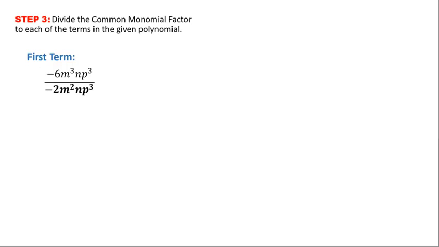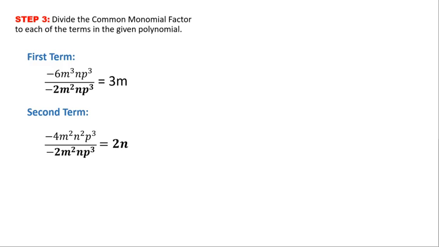So we will have here negative 6m cubed and p cubed divided by negative 2m squared and p cubed, which is equal to 3m. Now our second term, negative 4m squared n squared p cubed divided by negative 2m squared n p cubed is equal to 2n. Why? Negative 4 divided by negative 2 is equal to positive 2. M squared divided by m squared is equal to 1. So positive 2 times 1 is still 2.